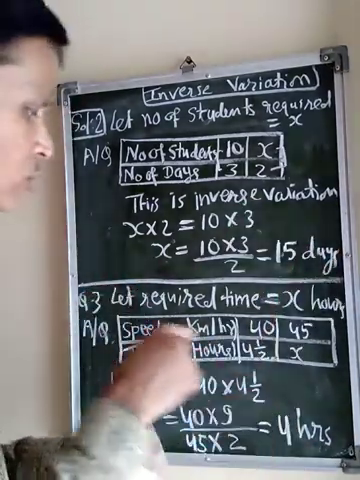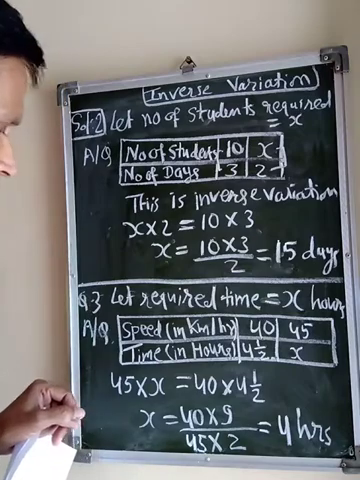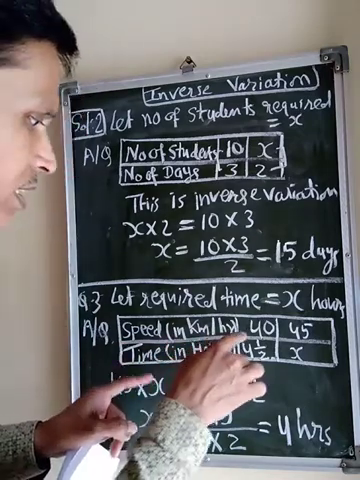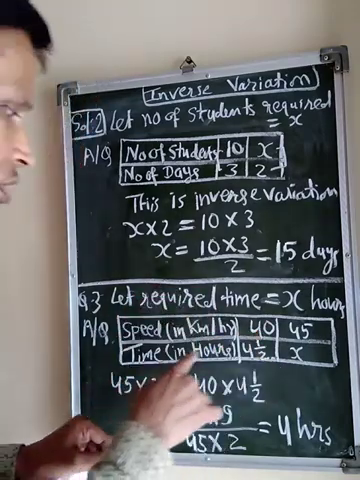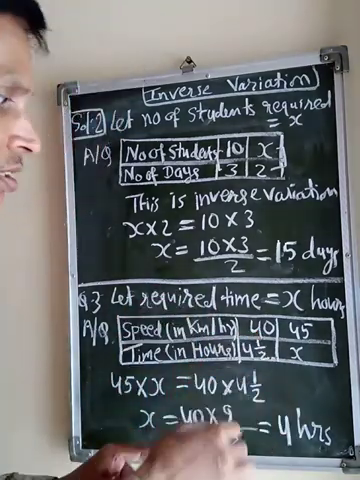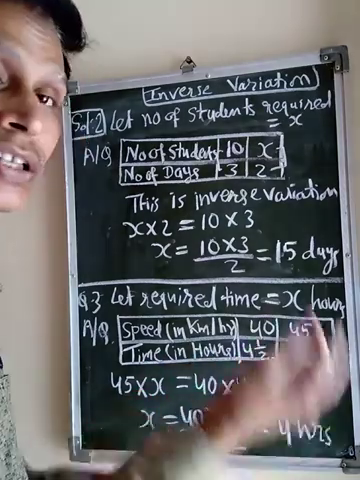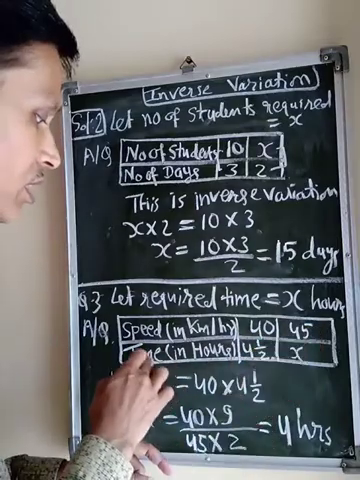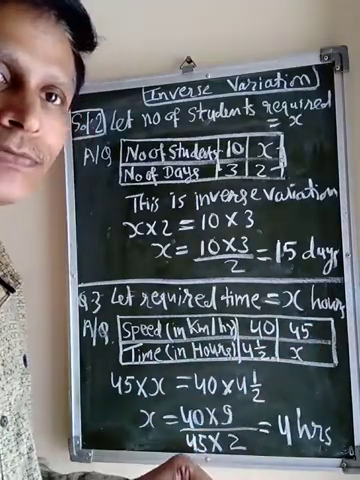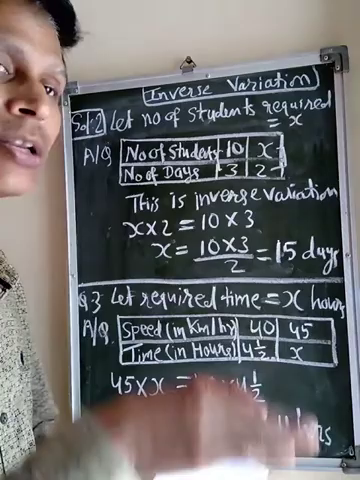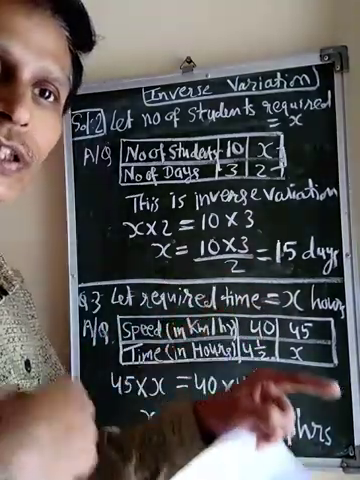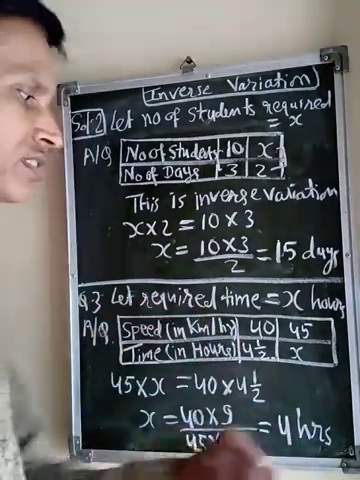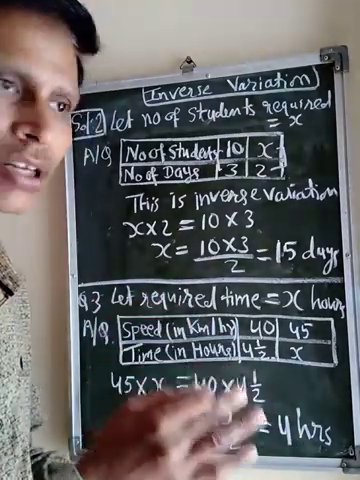One more question, you see question number 3. When the speed of the motorcycle or motorbike is 40 km per hour, the time is 4.5 hours. When the speed is increased to 45 km per hour instead of 40, what do you think about the time? The time required will be less. Means if your speed is more, you will require less time to cover the same distance. So this situation is also inverse variation.